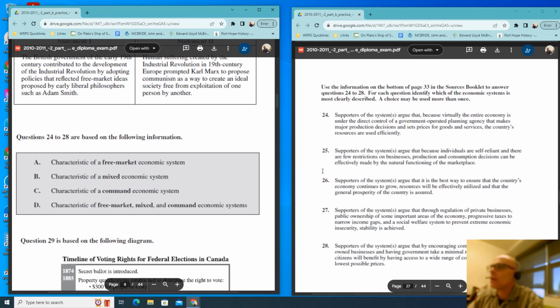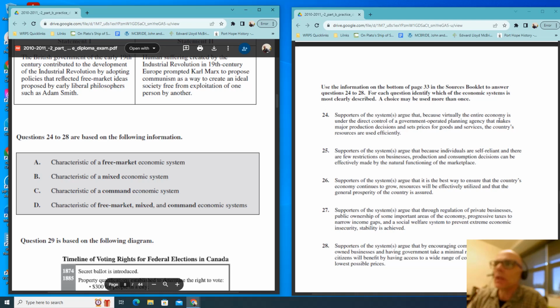Super easy. Supporters of the system argue that because virtually the entire economy is under the direct control of the government, sounds like command, that makes a government agency that makes major decisions, sets prices, the country's resources are used efficiently. So which one has virtually the entire economy? That's command. Free market, very little government control. Command, almost entirely. So 24 has to be C.